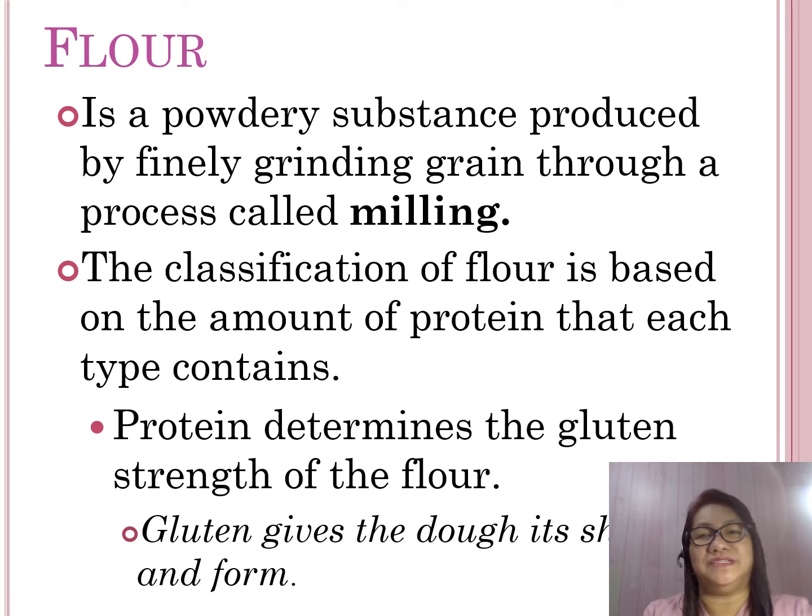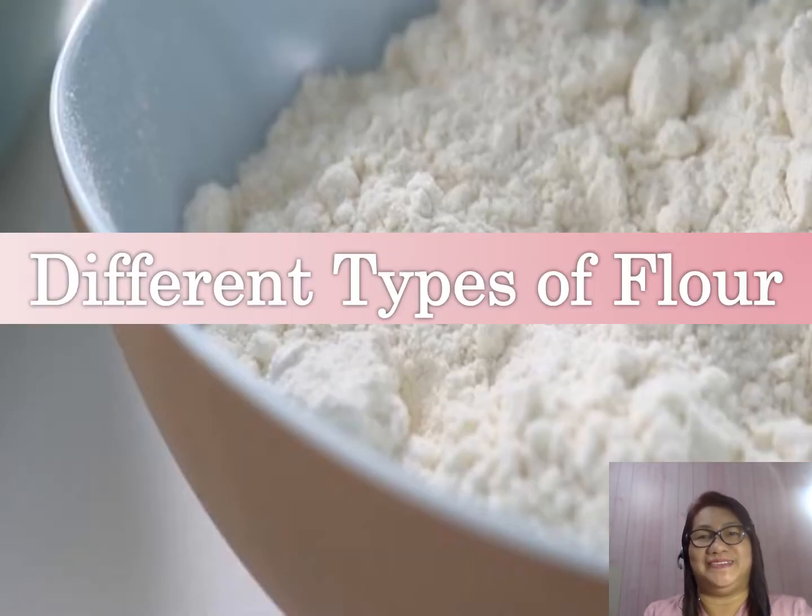Flour is a powdery substance produced by finely grinding grain through a process called milling. The classification of flour is based on the amount of protein that each type contains. Protein determines the gluten strength of the flour. The gluten gives the dough its shape and form.